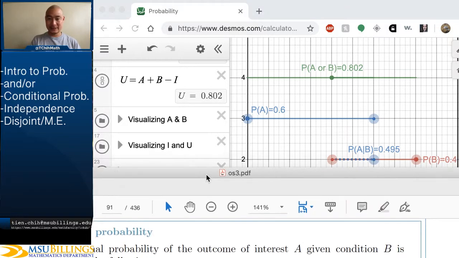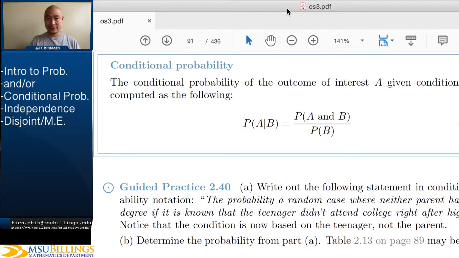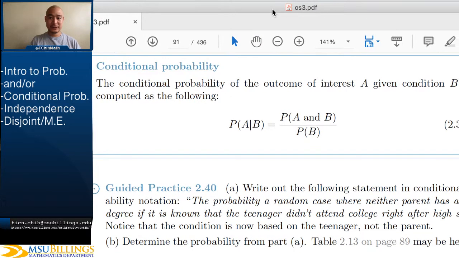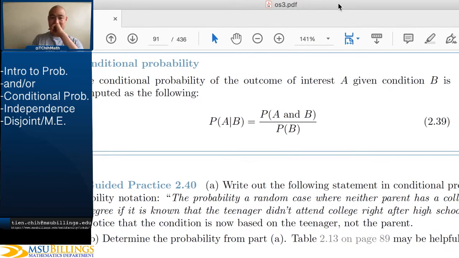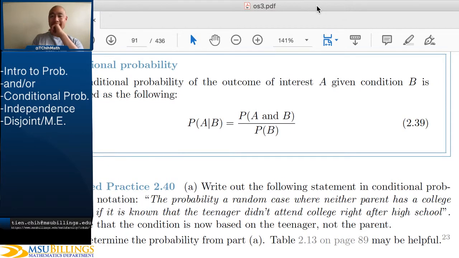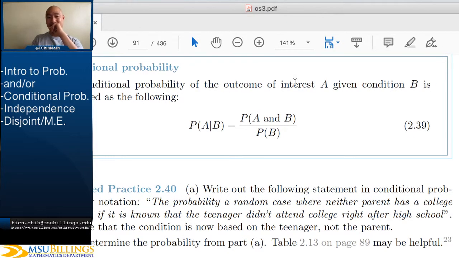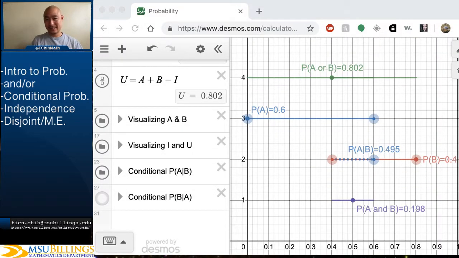And that gives us this particular formulation here, right? So the conditional probability of the outcome of interest A given condition B is computed as follows. And all this is trying to say is, all right, it's the size of the group of people who are both A and B out of the size of B, right? And that's all this is. And that's all how this number here is computed, right? So let's move things back just slightly. Yeah, there we go. Okay.